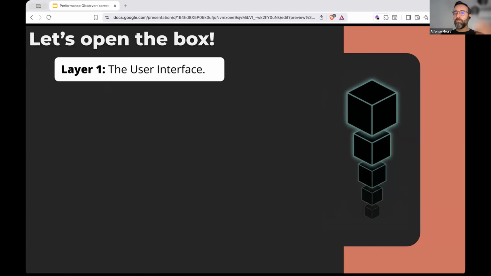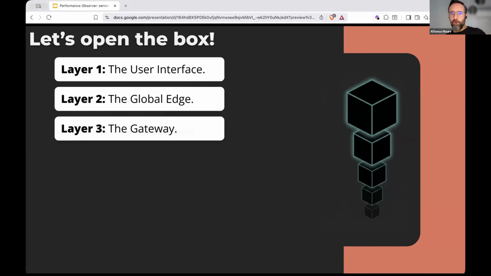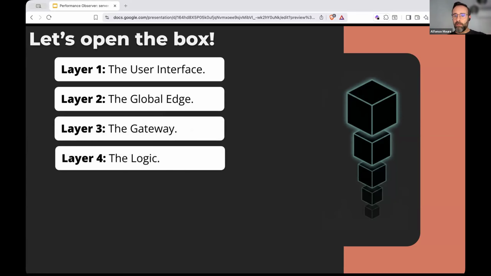The first layer is the surface. This is the browser, like I said before. The second one is the global edge, where the CDNs and external caches live. Third, the gateway. This is where the perimeter of the server is located. It's where all the security layers, routers, etc. are located. Four, the logic. Finally, your application code.